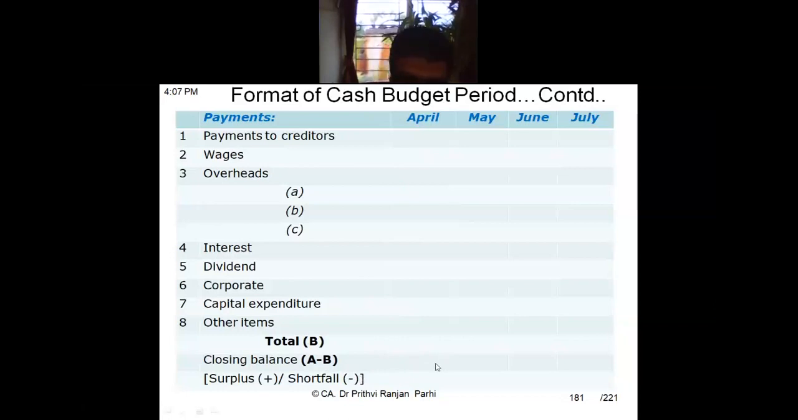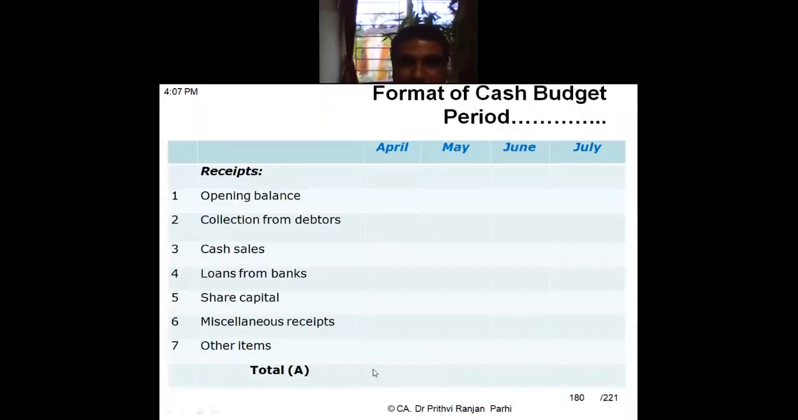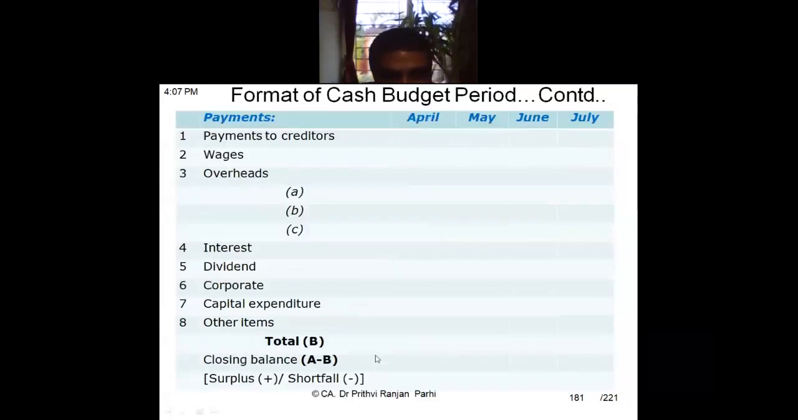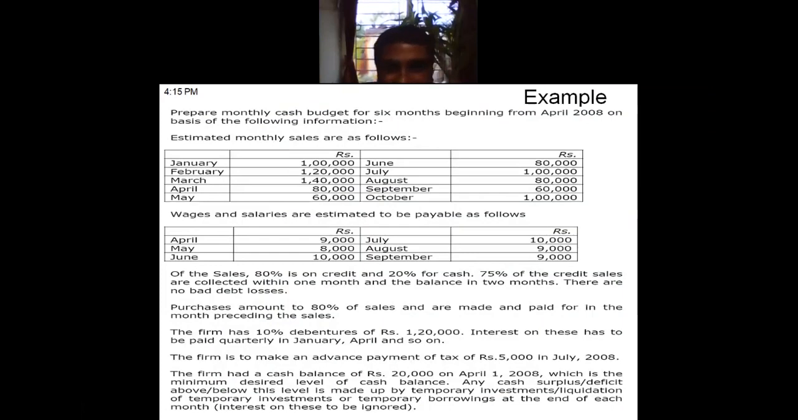Okay. Are you listening? Yes, sir. If this is the closing balance, next month, in the May month, what will happen? Again, the closing balance of April will become the opening balance of May. But how to arrive at the closing balance? Opening balance plus all these receipts minus all these payments will give the closing balance. After that only we'll go to the next opening balance. Right? Yes, sir. This is how cash budgets are prepared.